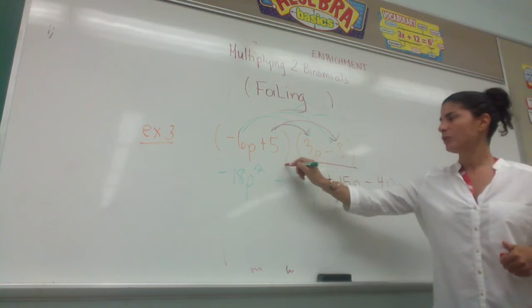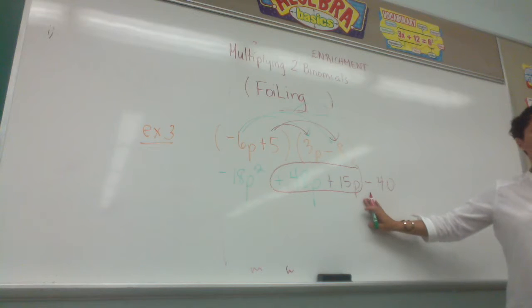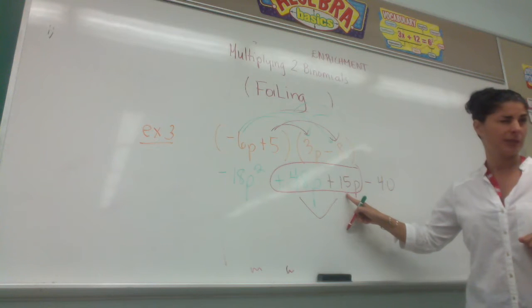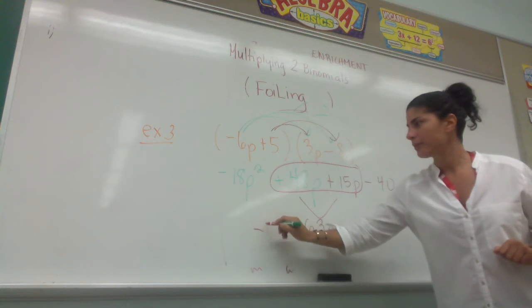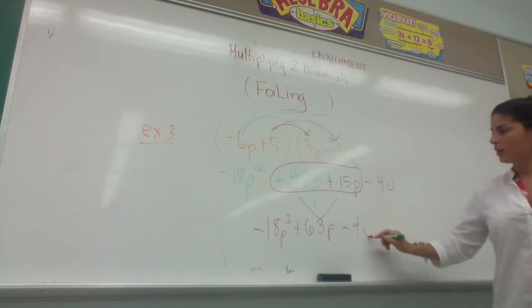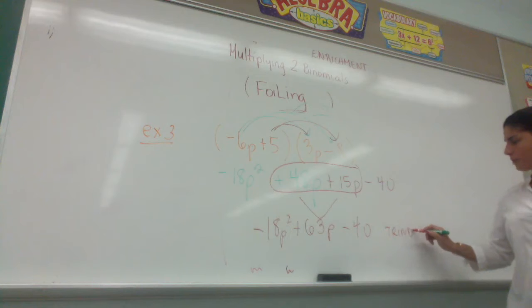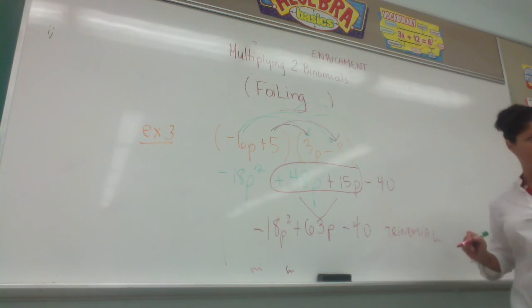What's the same? Usually the only thing that's the same are the two middle terms, which you need to simplify as 48 plus 15, 63. 63 p's. We have a term that comes down here that does not need to be simplified. And finally, a constant. We are left with a trinomial. Three terms, 3 different terms. A constant, 2 coefficient, expression.